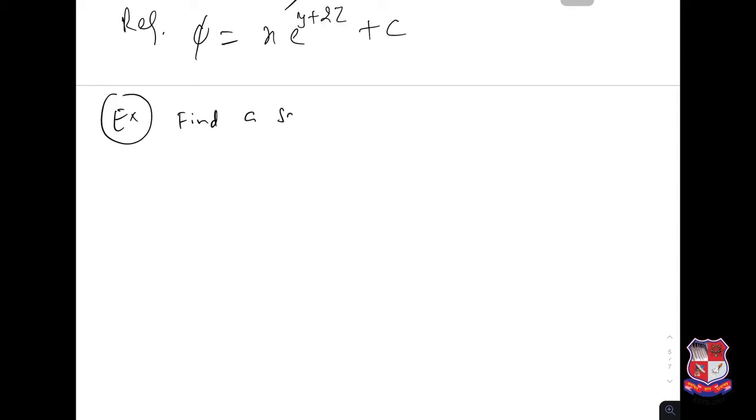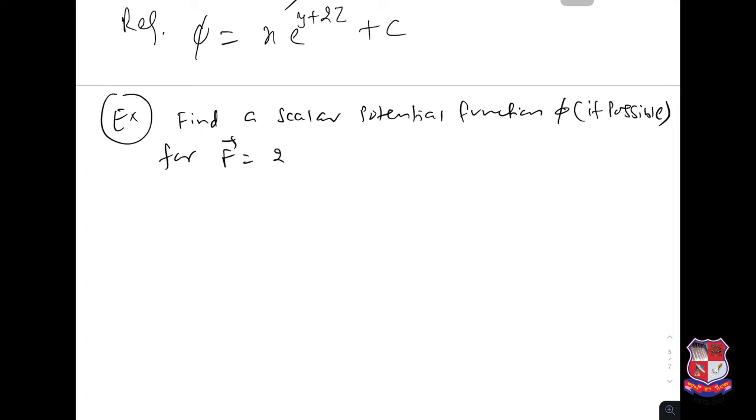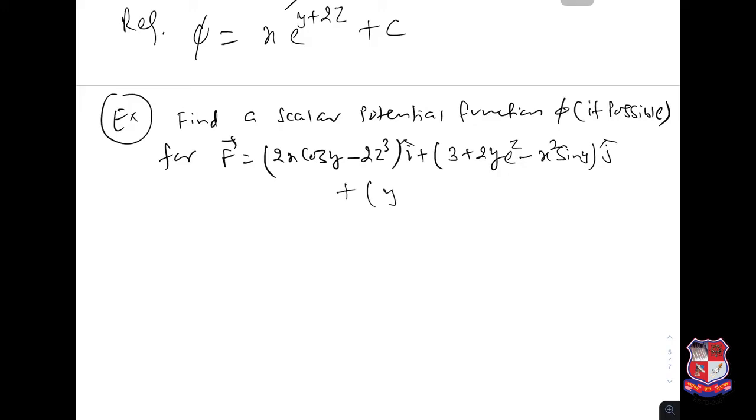Find a scalar potential function phi, if possible, for f equal to 2x cosine y minus 2z cube i plus 3 plus 2y e power z minus x square sin y j plus y square e power z minus 6x z square k.